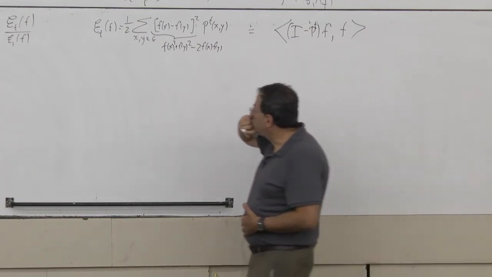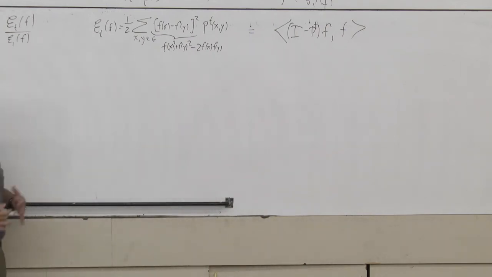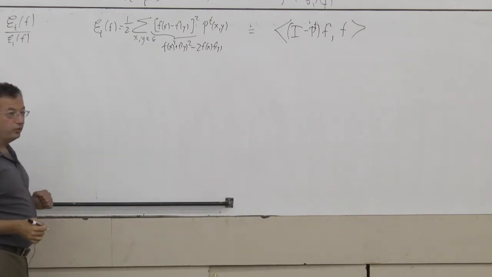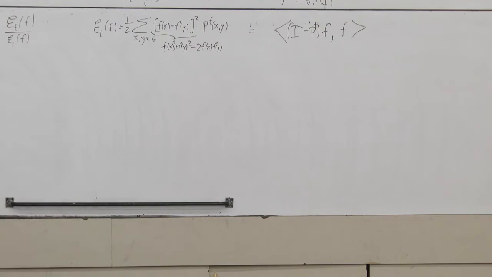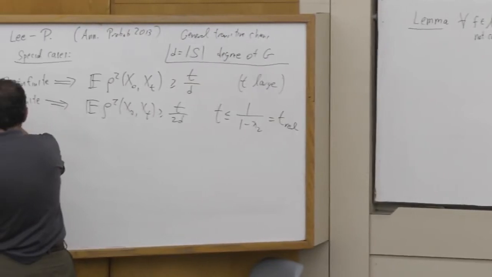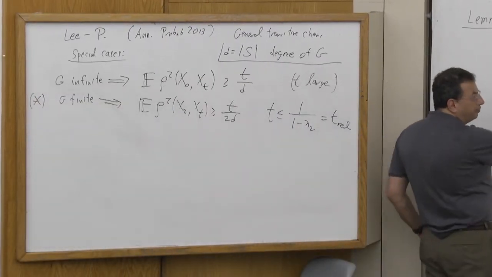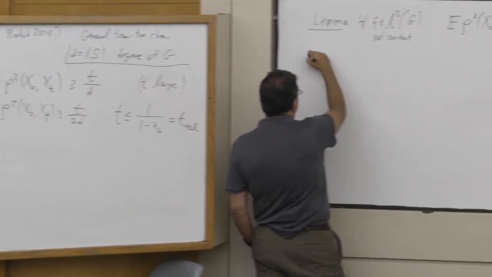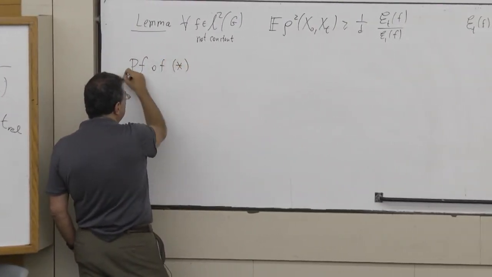And so the lemma says any function f you plug in gives you a lower bound on the expected distance squared, and then you have to choose the function. Before proving this lemma to you, I want to show how it's useful. So let's call this the finite case star. And before proving the lemma, let's see it's useful. So let's prove star using the lemma.